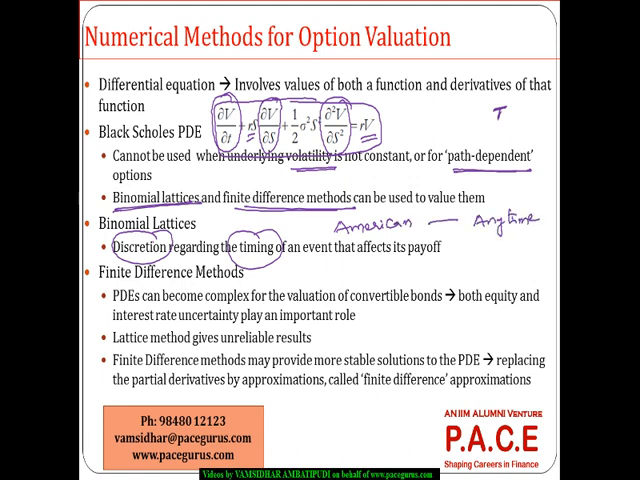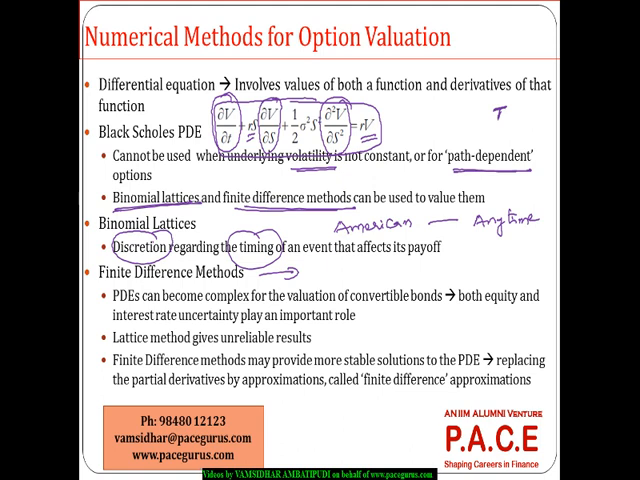So wherever we have such kind of timing related discretions, we can rely very heavily on binomial tree kind of models, but not with this Black-Scholes kind of a formula. And at the same time, one more mechanism is finite difference methods. We'll take an example of a binomial tree model and go ahead.